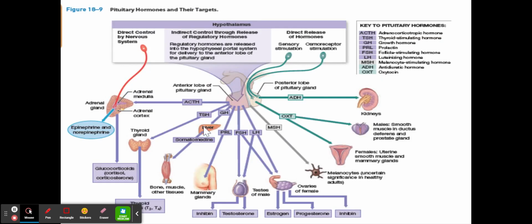So let's go through several of these. Let's start off with thyroid-stimulating hormone. So the thyroid-stimulating hormone, or TSH, or thyrotropin, targets the thyroid gland and triggers the release of thyroid hormones. TSH is released in response to thyrotropin-releasing hormone, or TRH, from the hypothalamus. Then, as the circulating concentration of thyroid hormones rises, the rates of TRH and TSH production decline.